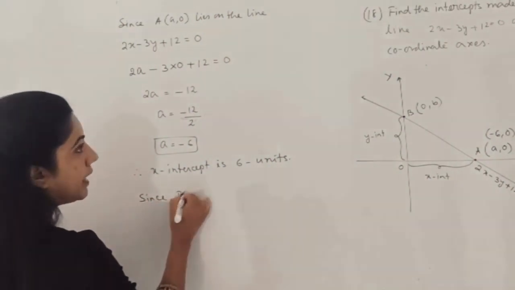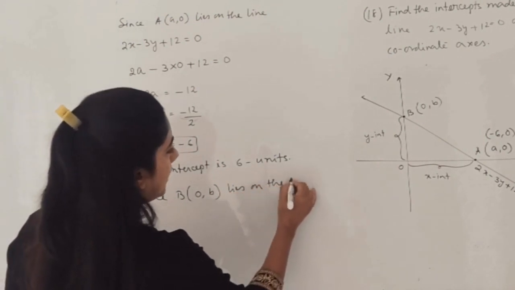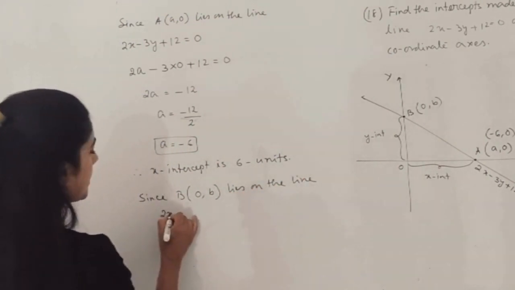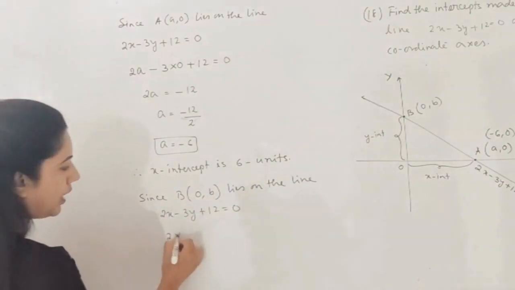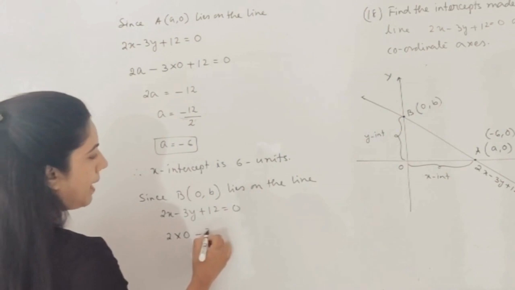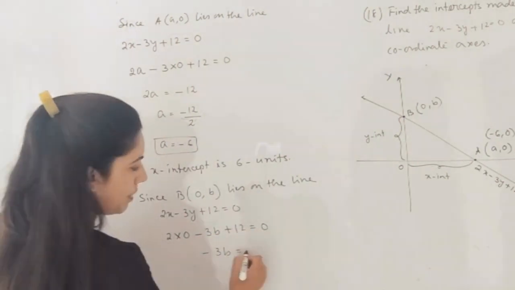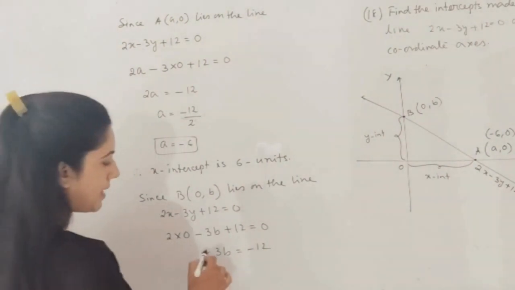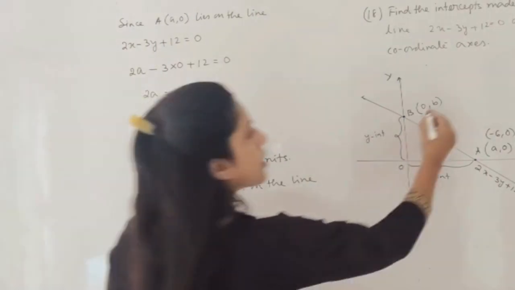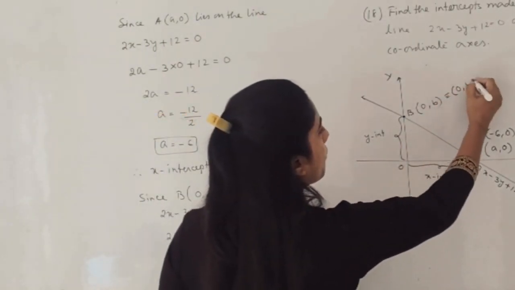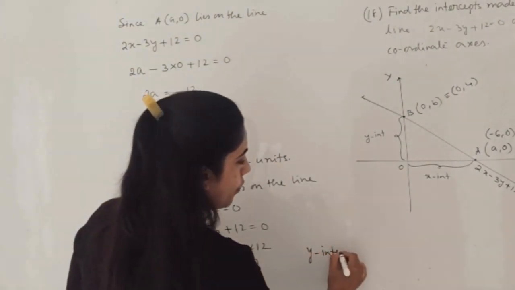Since B, that is your (0, b), lies on the line 2x minus 3y plus 12 equal to 0, therefore 2 into, in place of x will write 0, minus 3b plus 12 equal to 0. That is minus 3b is minus 12. Minus and minus get cancelled. b is equal to 4. That means this point is (0, 4). That means your y-intercept is what? The y-intercept is 4 units.